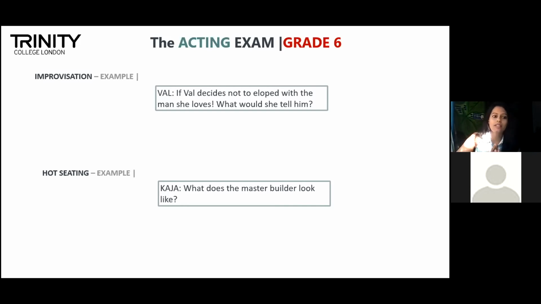Coming to hot seat, suppose it's Kaja's character. The Kaja character would be asked, what does the master builder look like? Because there's very little of master builder that you see in the new version. The older version has a lot of him in the play, but the new version has less of him and he dies pretty soon. So what does the master builder look like? That would be a hot seat question to the candidate.